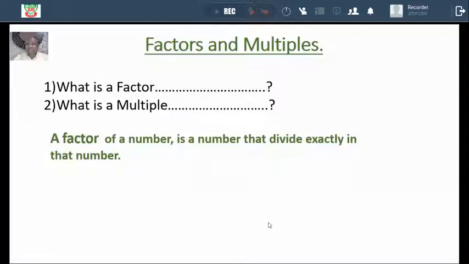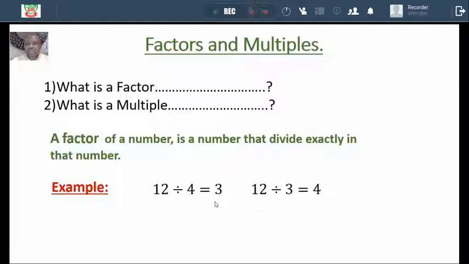Now, having said that, maybe we should take up an example so that we understand exactly. Let me repeat that again: a factor of a number is a number that divides exactly into that number. Now here we have the number 12. Let's divide 12 by 4. What do we get? Exactly 3. So with this, it means 4 is a factor of 12, because when we divide 12 by 4, we get exactly 3.